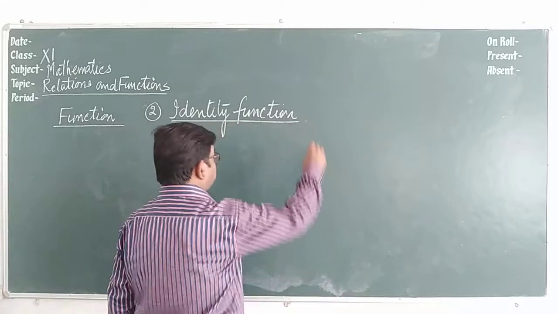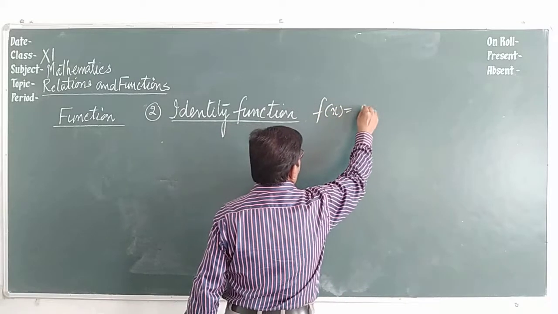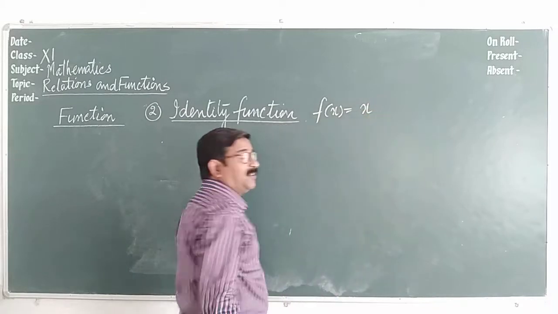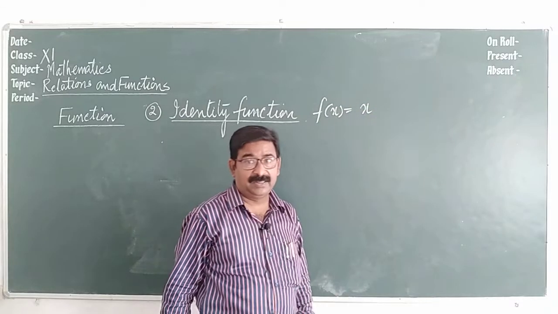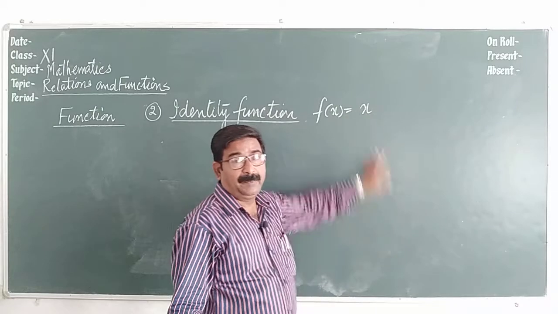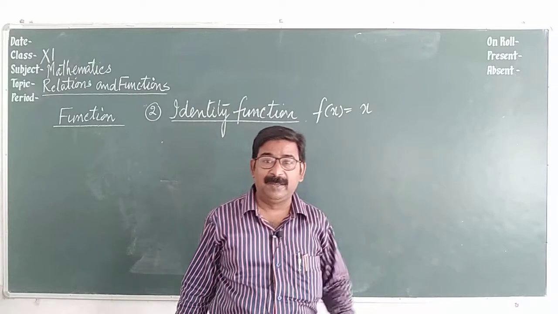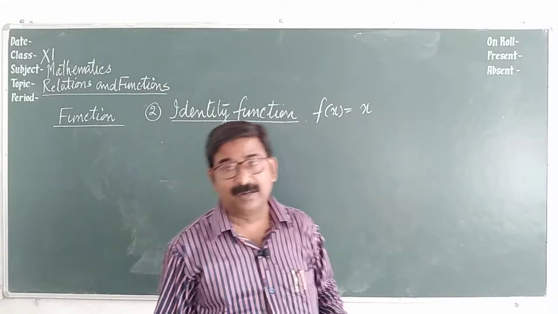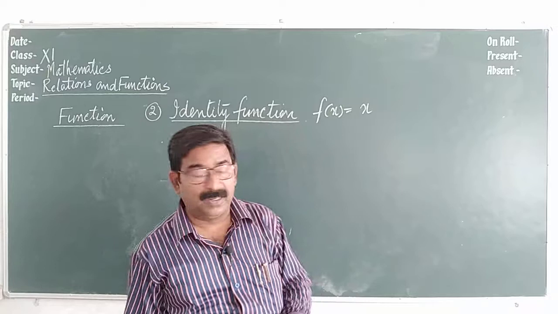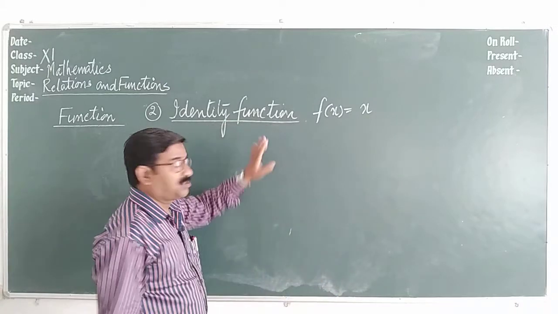Like I am writing f(x) = x or f(x) = minus x. This is called an identity function. It may be 2x, it may be minus x, it may be 5x, it may be minus 5x, it may be 1 upon 2x, whatever, which means it will be a monomial with degree 1. This is called an identity function.